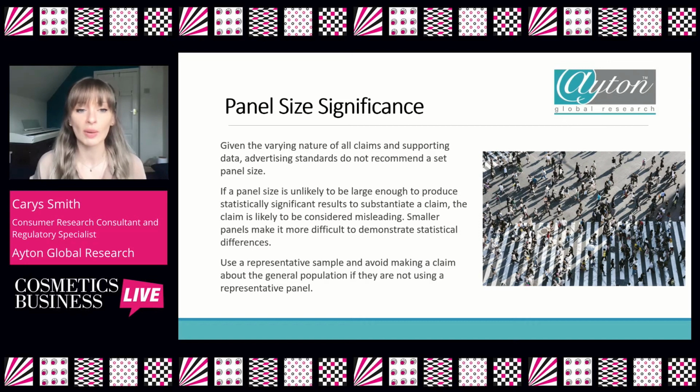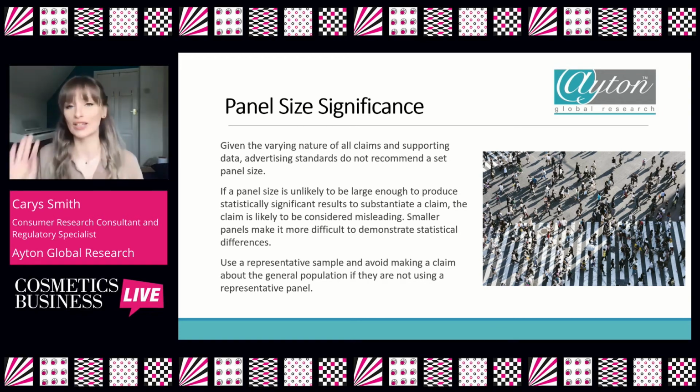We also want to use a representative panel and avoid making a claim about the general population if you're not using a representative panel. This is a really important thing to think about because at the moment, we see a lot of claims which say 99% of people agree that blah, blah, blah. Well, if you're saying that, you're suggesting that you've got all ages, all ethnicities, all genders, because you've said 'of people'. If you say that, you need to have that kind of data behind your claim.